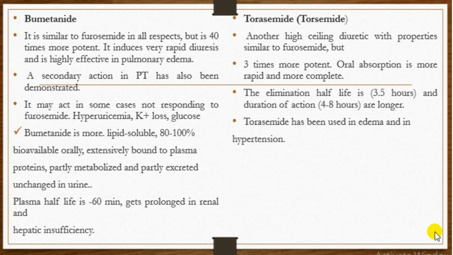So we have bumetanide, and this bumetanide is similar to furosemide in all aspects, but it is 40 times more potent than furosemide. It induces a very rapid diuresis and is highly effective in pulmonary edema. So when patients come with pulmonary edema, we usually will recommend bumetanide when furosemide is not being effective.